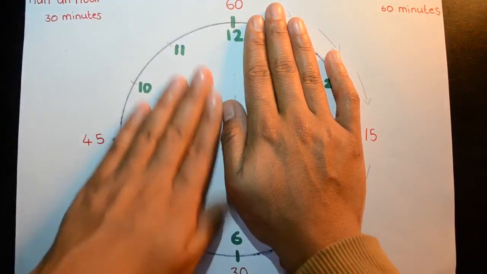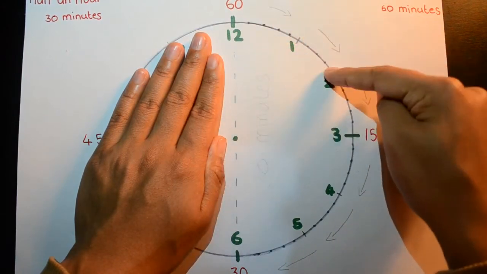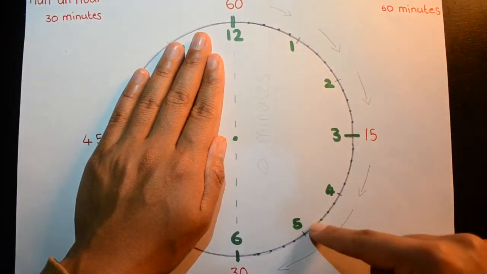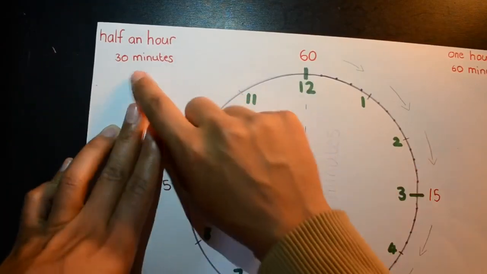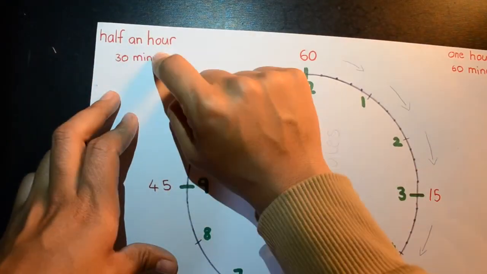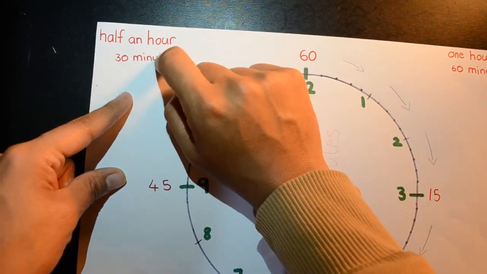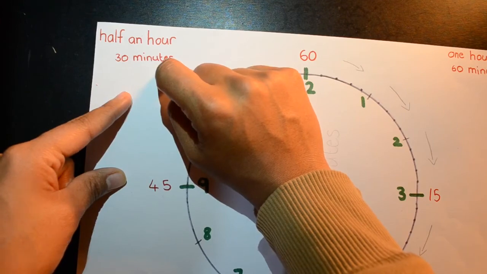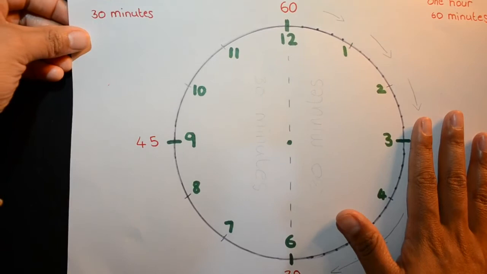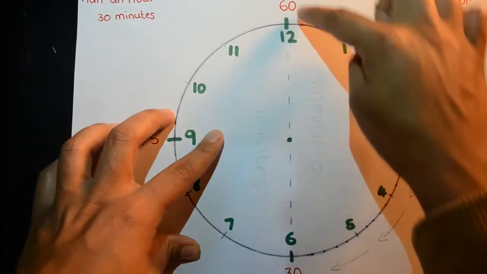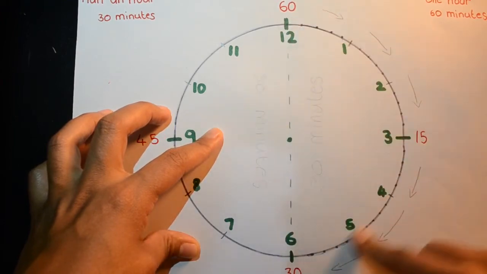Okay, so let's say the long hand goes from the 12 to the 6. Let's count it. 5, 10, 15, 20, 25, 30. 30 minutes. And remember, just like 1 hour, a half an hour is the same as saying 30 minutes. It means the same thing. So, when I'm counting from there to there, that's 30 minutes. That means that's a half an hour.